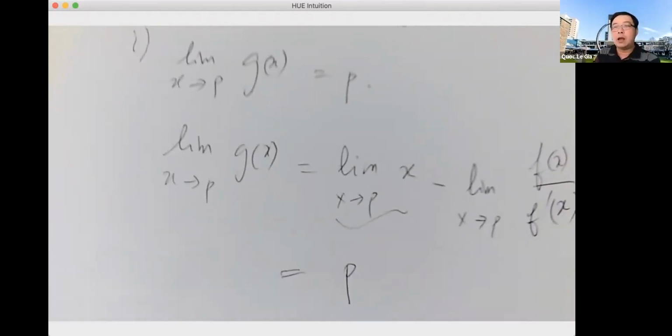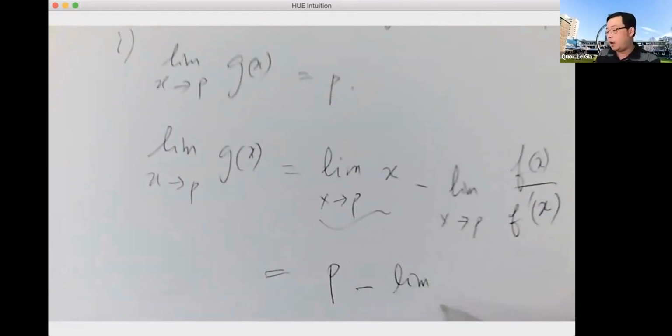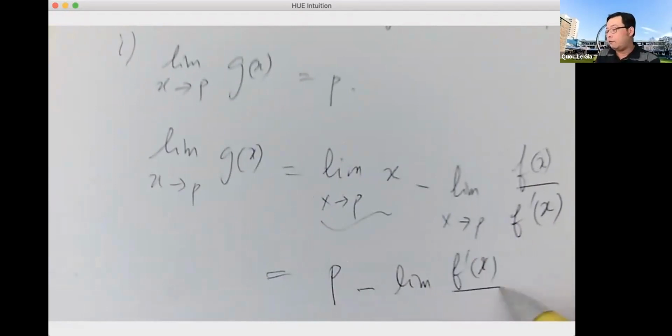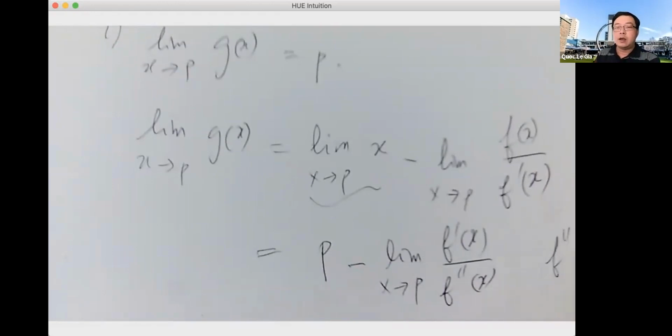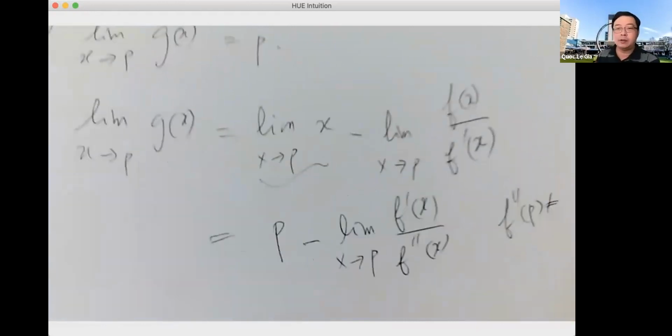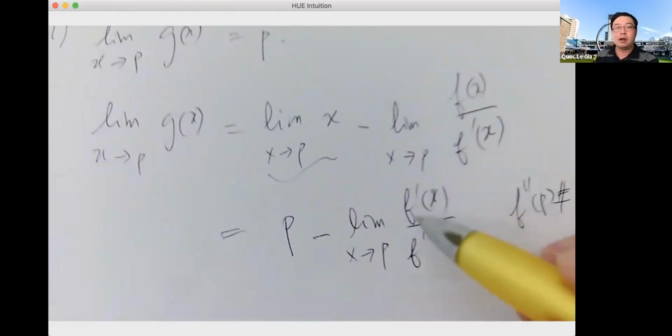So now if I use L'Hospital's rule, then this one becomes the limit of f prime x over f double prime x, x going to p. So in this case, f prime p is equal to 0, right? But f double prime p is non-zero. So remember the assumption is f double prime p is non-zero. So this one is okay. So 0 over something non-zero just equals 0. So this one gives you 0. So p minus 0 is just equal to p, yeah. So everything is okay, yeah.